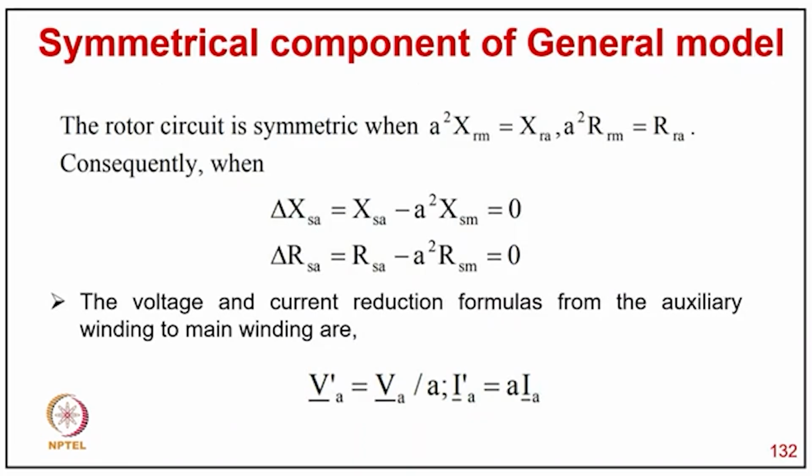So the rotor circuit is symmetrical when a square XRM equals XRA, or a square RRM equals RRA. So we say delta XA equals XA minus a square XSM equals 0, or delta RA equals RSA minus a square RSM equals 0. So the voltage and current reduction formulas from the auxiliary to the main winding are VA dash equals VA upon a and IA dash equals a into IA, because these dash quantities are referred to the main winding.